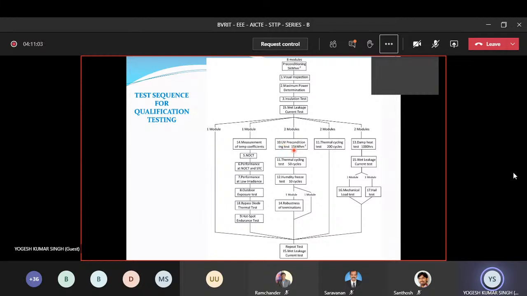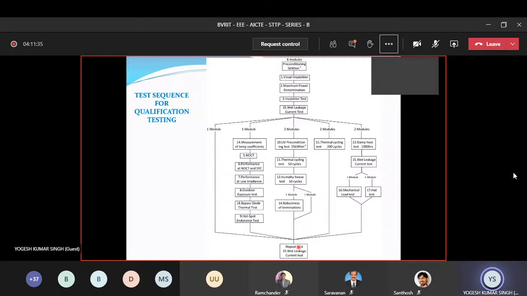In that particular condition, we require an environmental chamber, which is the UV chamber. Then we go to the thermal cycling test, and here we do 50 cycles, and the temperature is minus 40 to plus 85 degrees centigrade on that particular condition. Then we take the humidity freeze test, and after that the 2 modules will be taken. One module will go to the robustness of termination, and the other module will be taken to the final wet leakage current test.